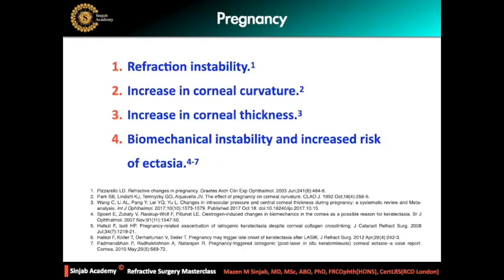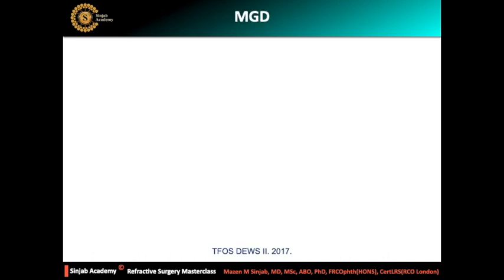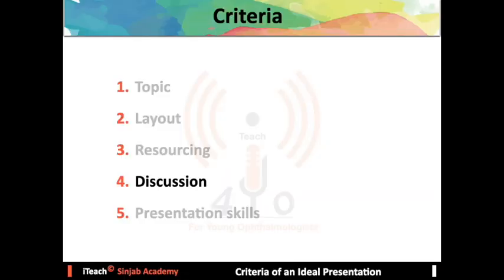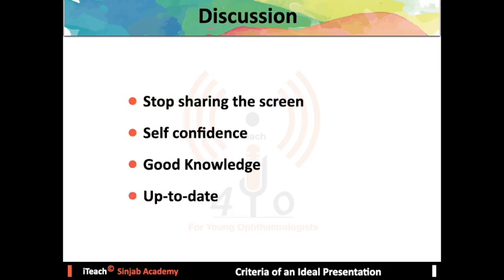Citation. It's very important to cite what you write in the same slide, not to mention that only at the end of your presentation. This is another example. If you take any picture from any source, you have to mention that source. Discussion. When you start discussion, stop sharing the screen because people would like to see you. And you have to show self-confidence and good knowledge, and you have to be up to date.